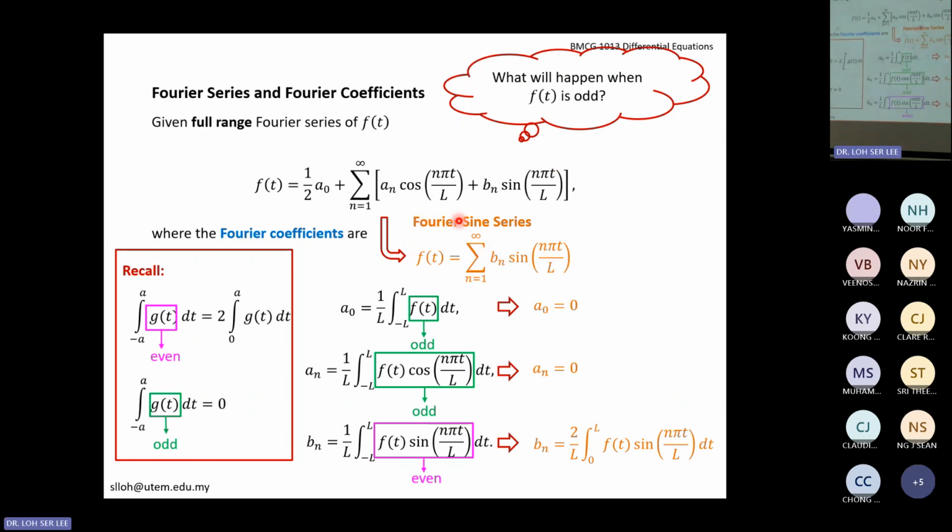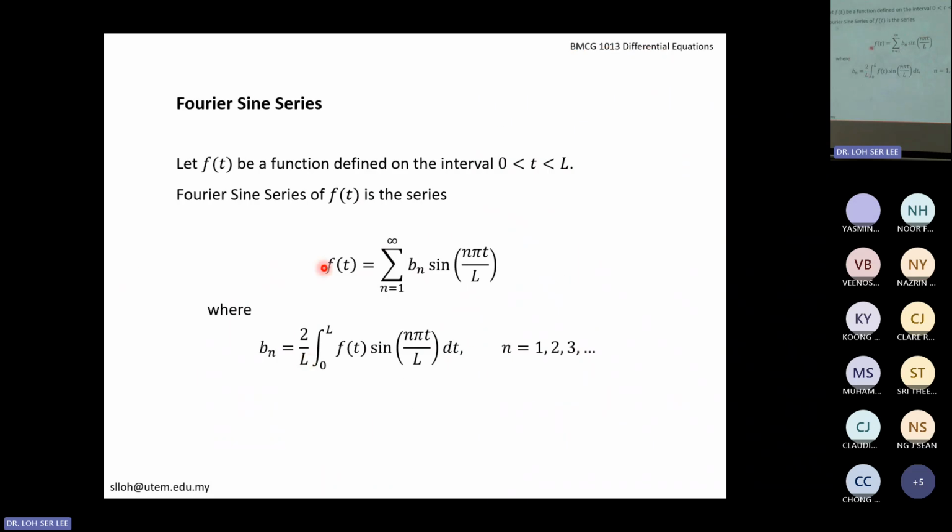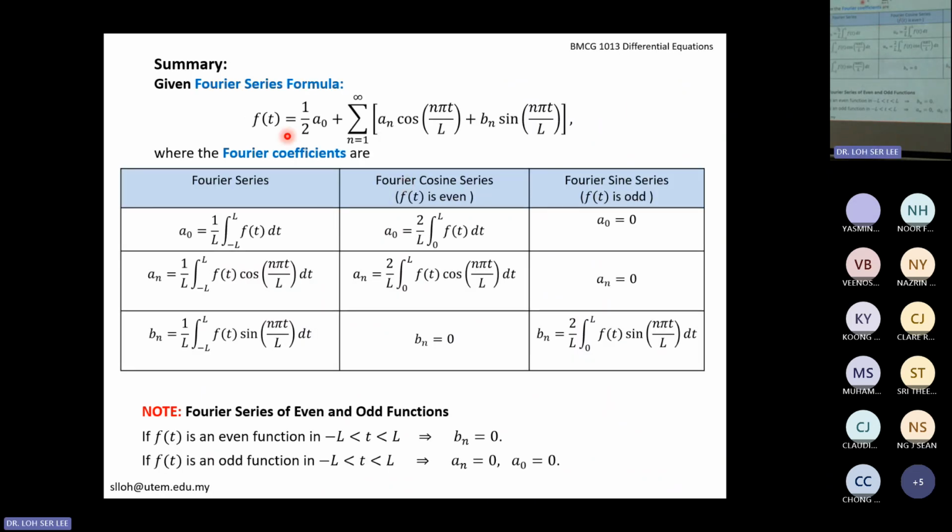So this is called the Fourier sine series because in this series, we have only sine function. So these are the differences between the Fourier cosine and Fourier sine series. When f(t) is even, we find the Fourier cosine series. When f(t) is odd, we find the Fourier sine series. So this is the formula; we just need to find Bn. Fourier sine series when your f(t) is odd. Okay, so this is the summary.